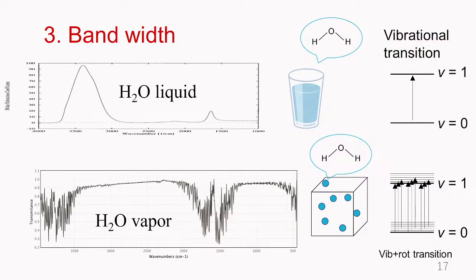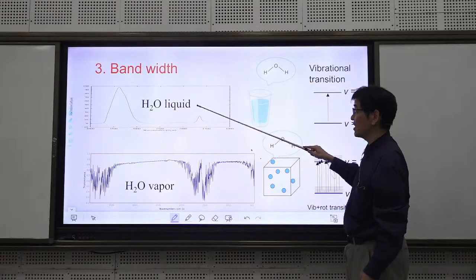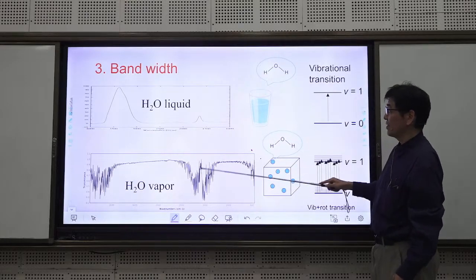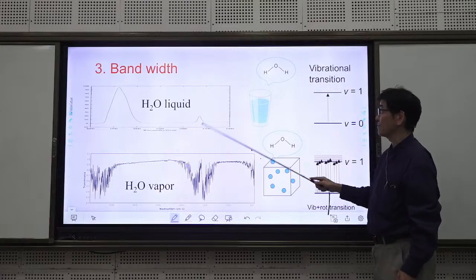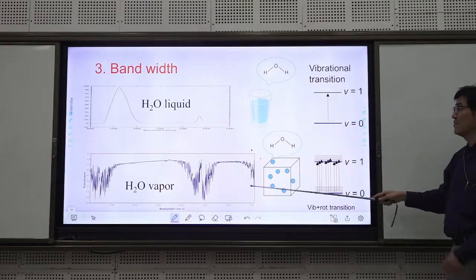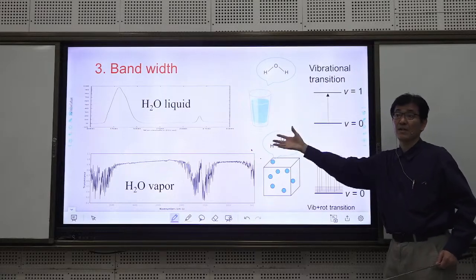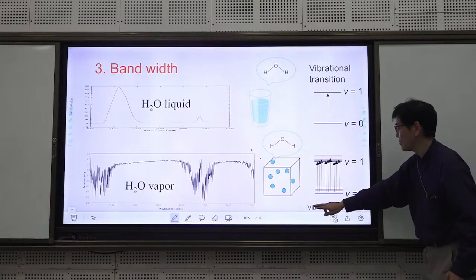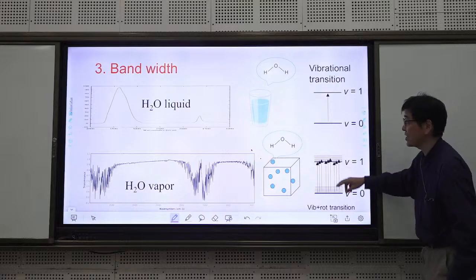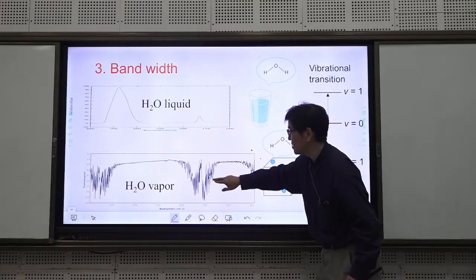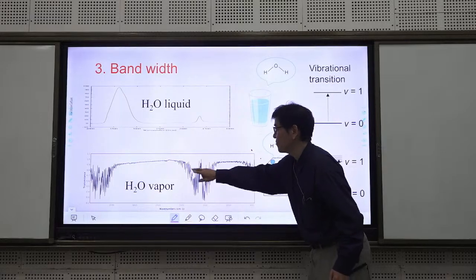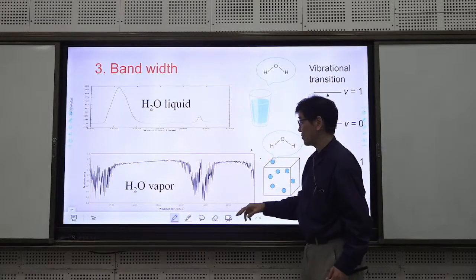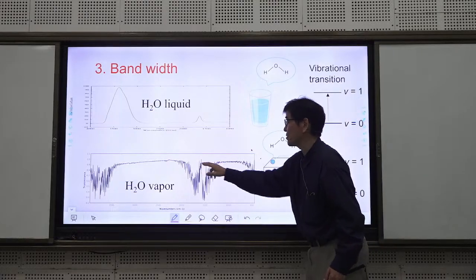The third feature is the bandwidth. Yesterday I explained briefly. So this is the IR absorption spectrum of H2O liquid. This is H2O vapor. Appearance is quite different from each other, because in the gas phase, molecular rotation can be defined definitely. So we can detect the vibration and rotational transition explicitly. So there are many ticks, and each corresponds to the rotational transition. So ν1 plus rotational transition.